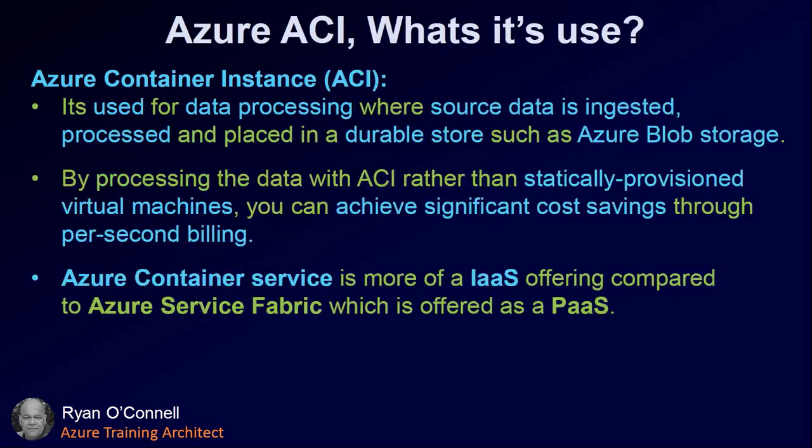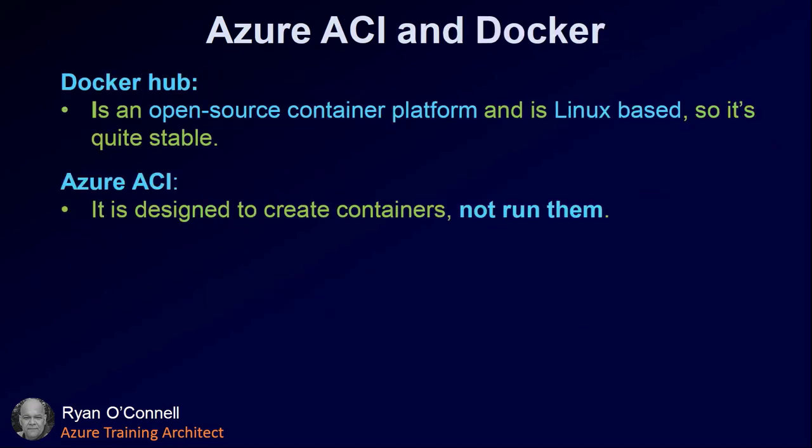should you have any issues. Again, container instances, or ACIs, are used for data processing where the source of data is ingested, processed, and placed in a durable store such as blob storage. By processing the data with ACI rather than a statically provisioned virtual machine, you can achieve significant cost savings through per second billing. The Azure Container Service is more of an infrastructure as a service offering compared to the Azure Fabric Service, which is offered as a platform as a service.